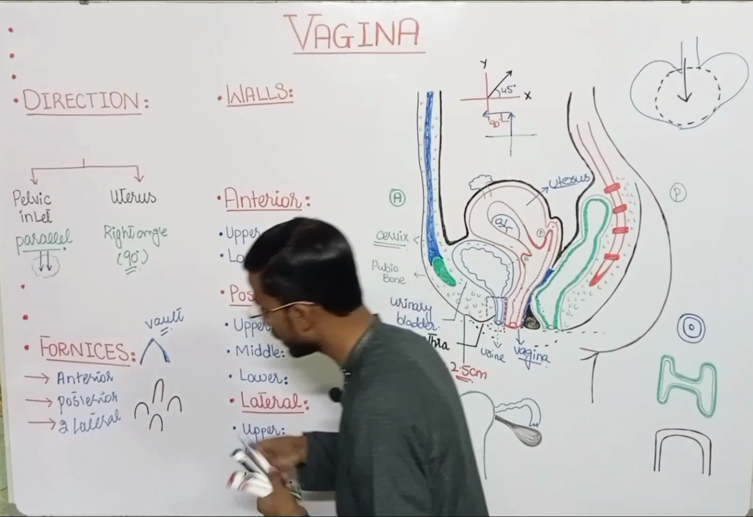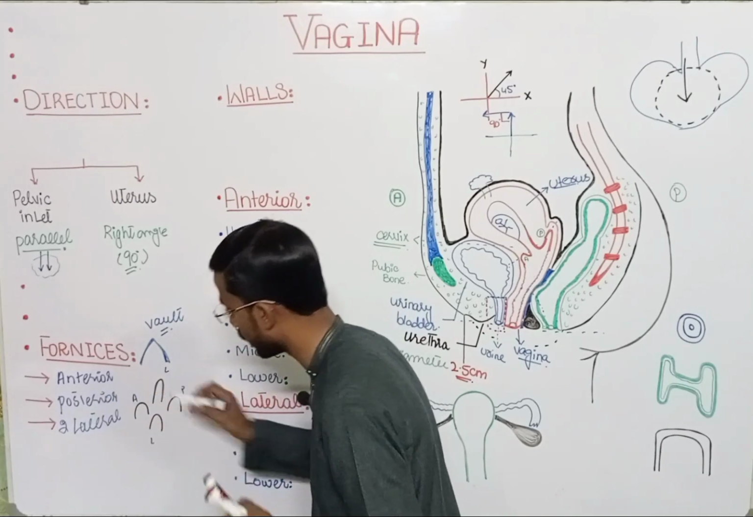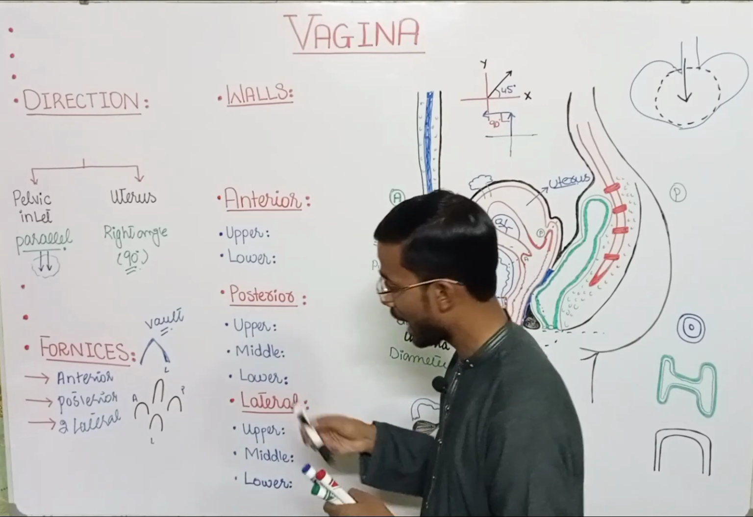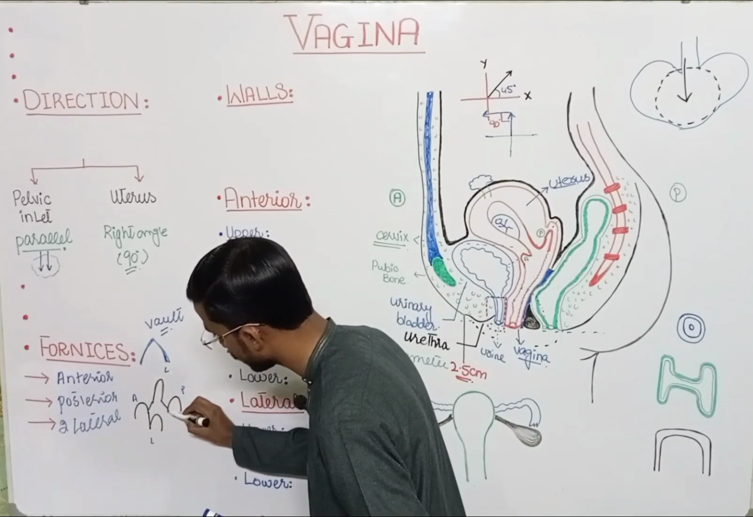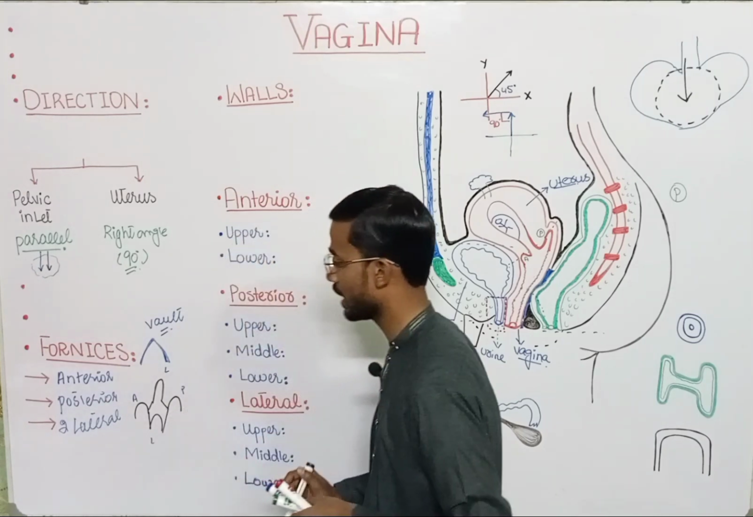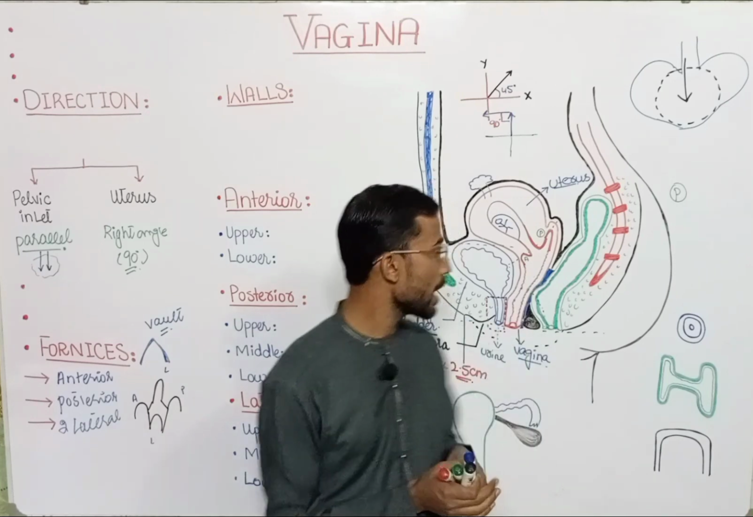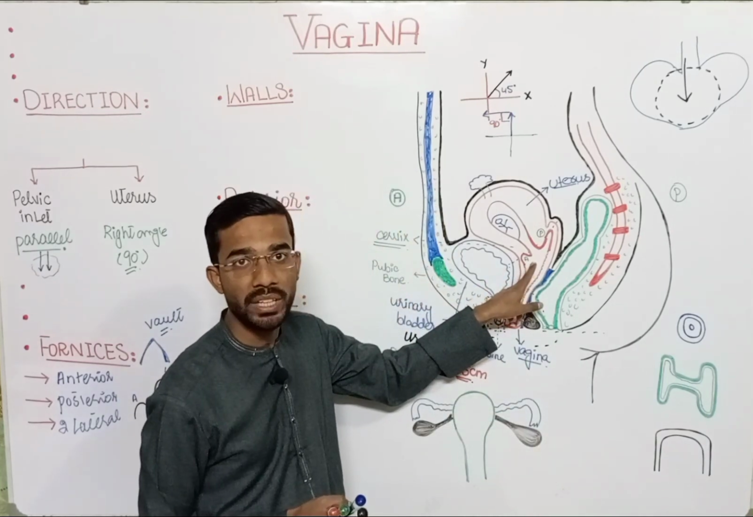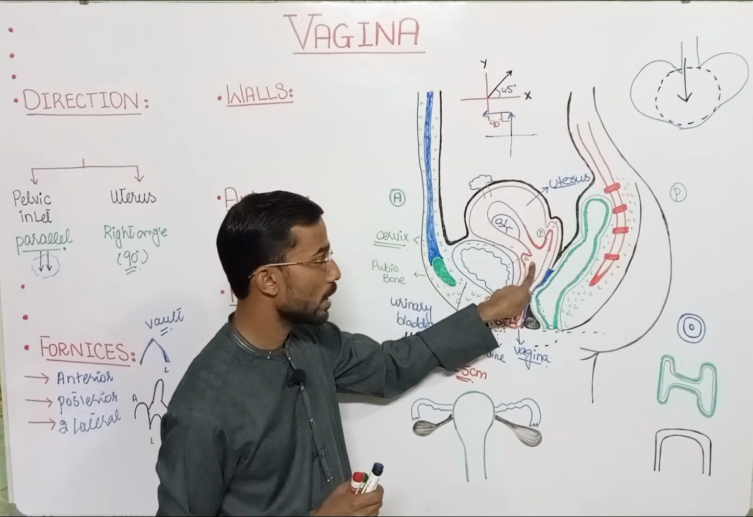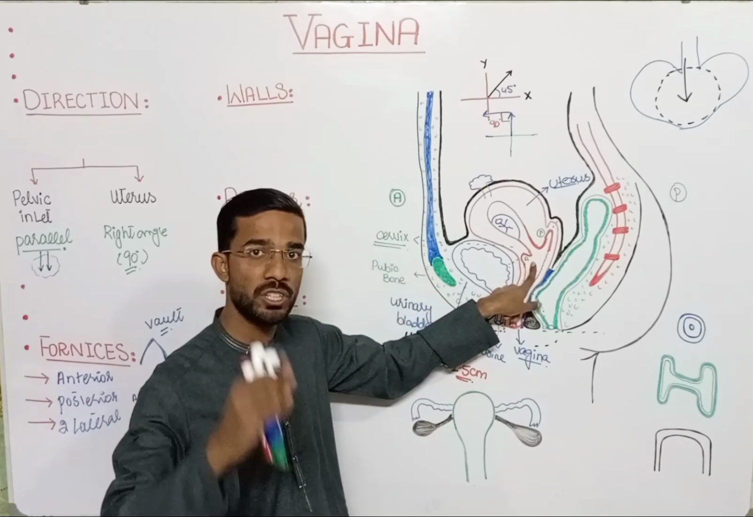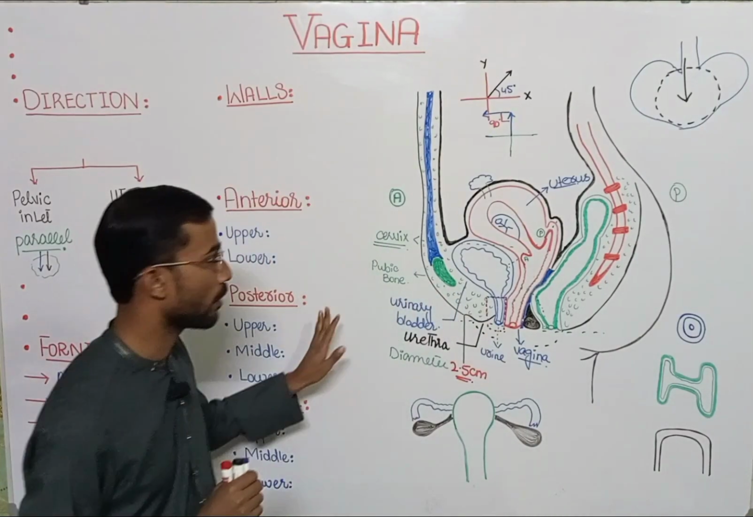So this is the anterior, posterior, and two lateral fornices. They look like this, and they join in this way. They form the dome present at the top of the vagina. So you will see the four fornices: anterior, posterior, and two lateral. This is the basic concept about the fornix.